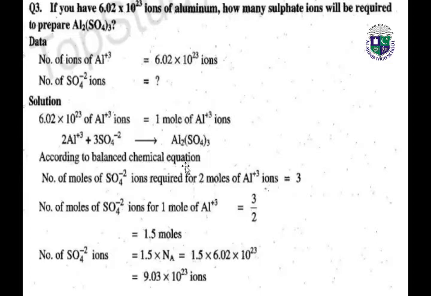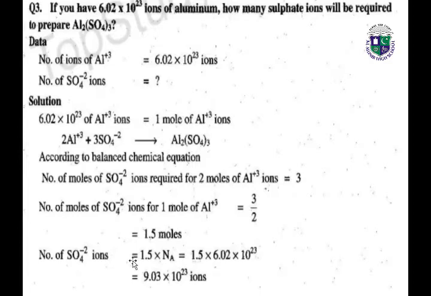According to the balanced chemical equation, the number of moles of sulfate ions required for 2 moles of aluminium ions is 3, and the number of moles of sulfate ions for 1 mole of aluminium is 3/2. So it is 1.5 moles.